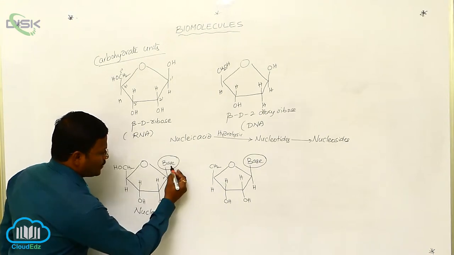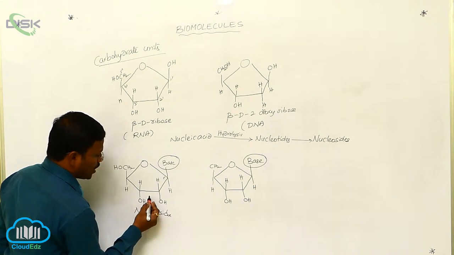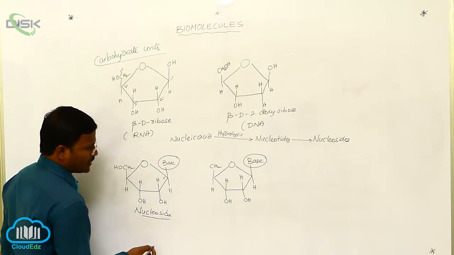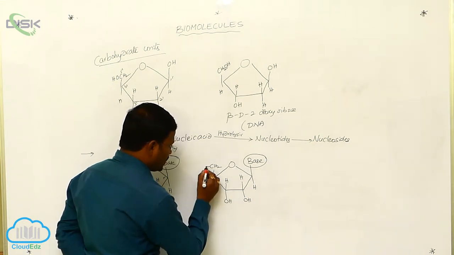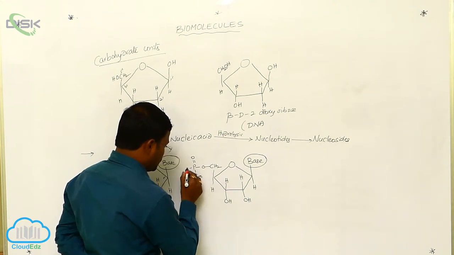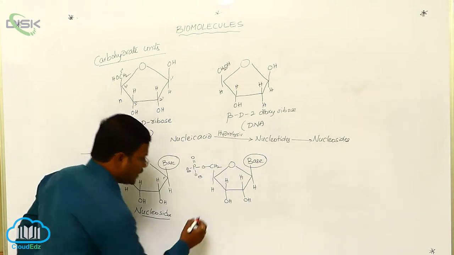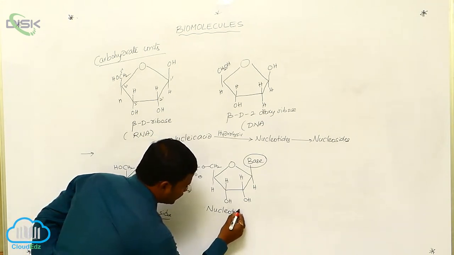Here, a nitrogen base with the addition of a carbohydrate unit is called a nucleoside. When the same nitrogen base and carbohydrate unit are connected to a phosphate group like this, P double bond O, O minus, O minus, then it is called a nucleotide.